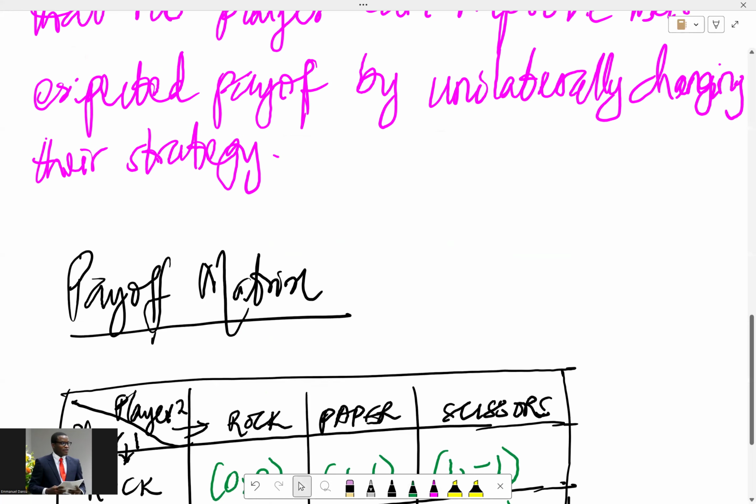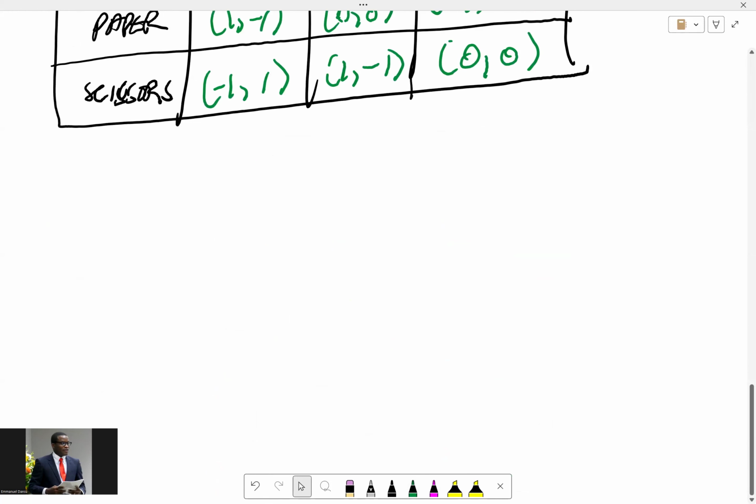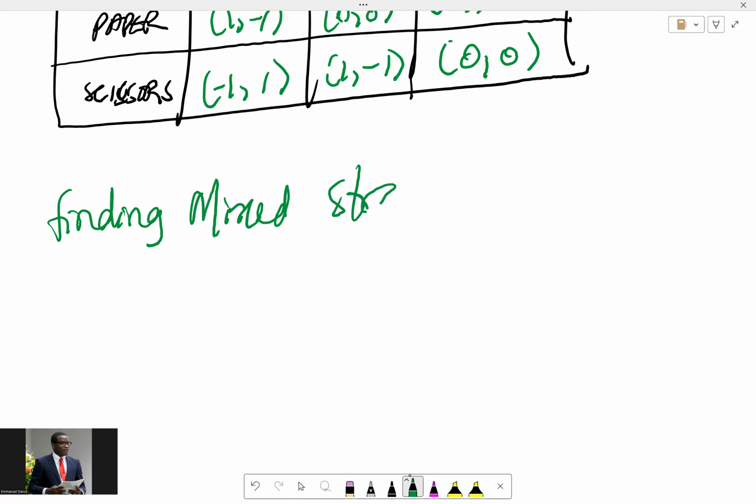Now, the next thing we want to talk about will be to find the mixed strategy Nash equilibrium. Okay, so let's talk about finding mixed strategy Nash equilibrium.